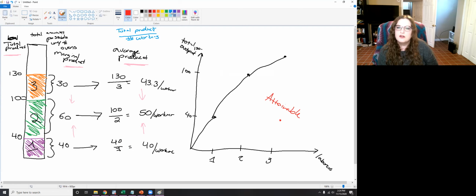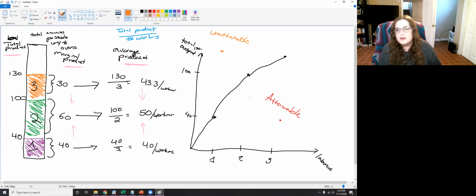Then we also have another zone. Let's do this in orange. This is unattainable. If I have 1 worker and the max amount that they can make is 40, they cannot make 130 cookies by themselves. We're going to have to add more workers for that. So we have our attainable zone and our unattainable zone.